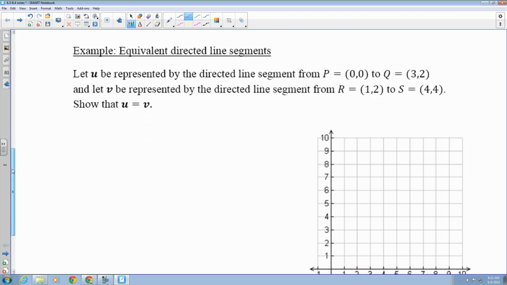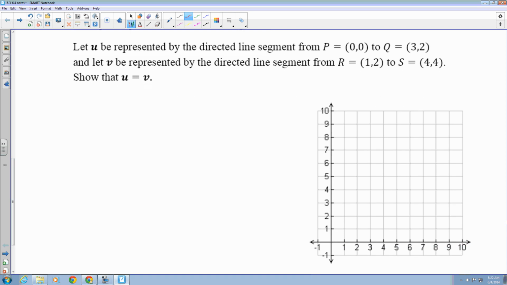So like in this example, we have let u be represented by the directed line segment from point P to point Q, 0, 0 to 3, 2. That is our vector u. And v is from 1, 2. I guess I should move my label. Vector v is from 1, 2 to 4, 4. Show that u is equal to v.